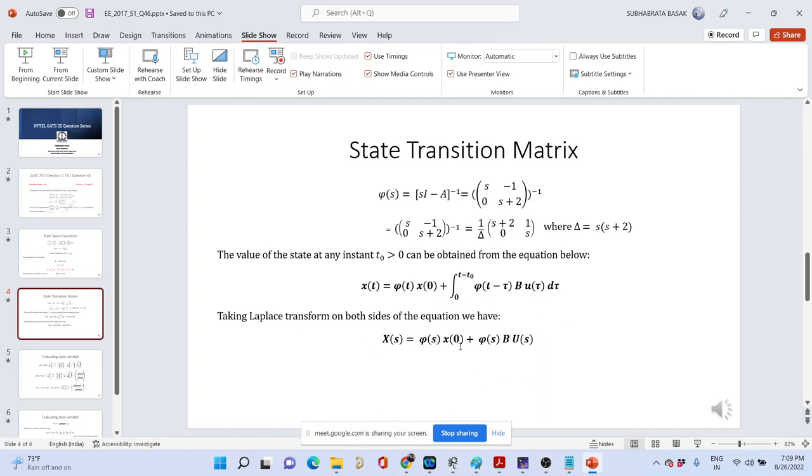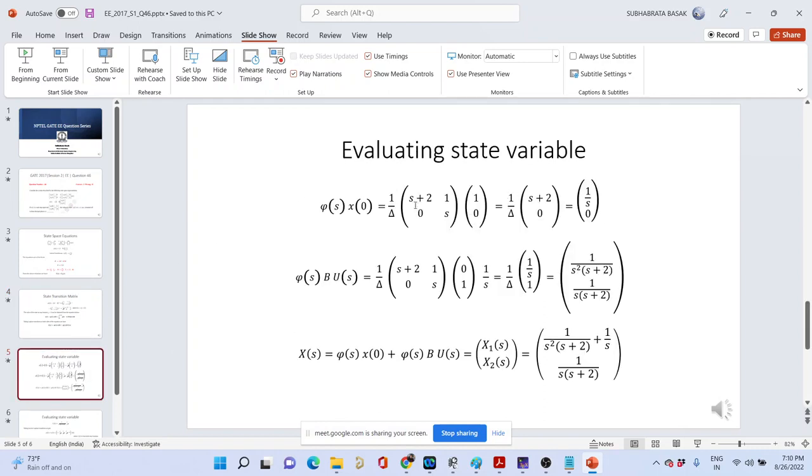Now what we have to do is find these two matrices, that is phi(s) into x0 and phi(s) into B into U(s). Let us do this operation and see what we get. If we do this operation, we end up getting 1 by s and 0, and the other term has elements 1 by s square into (s plus 1), and 1 divided by s into (s plus 2). So we end up getting X(s) as these two terms.